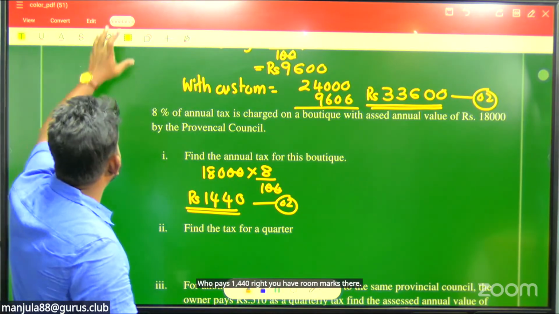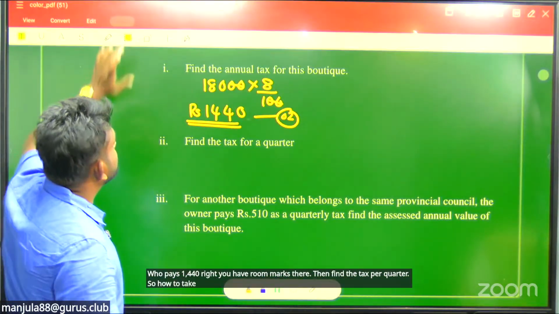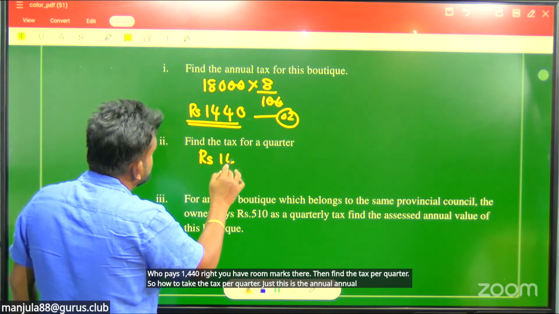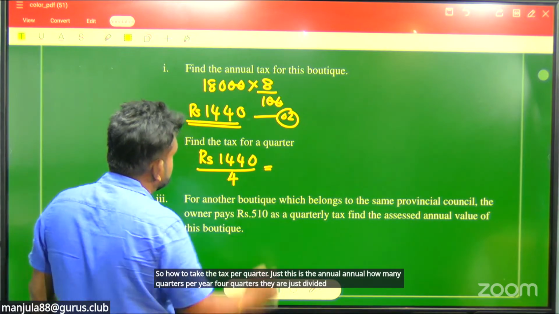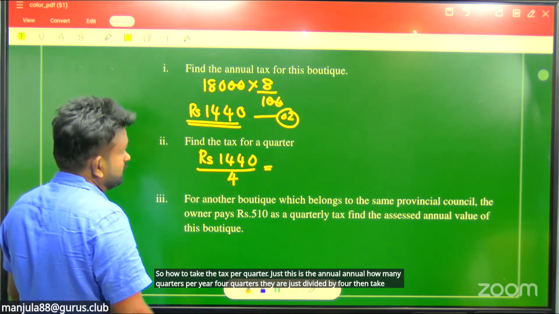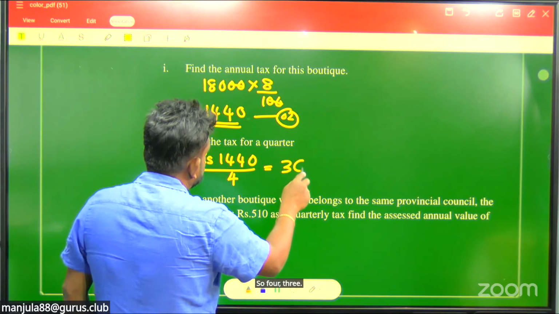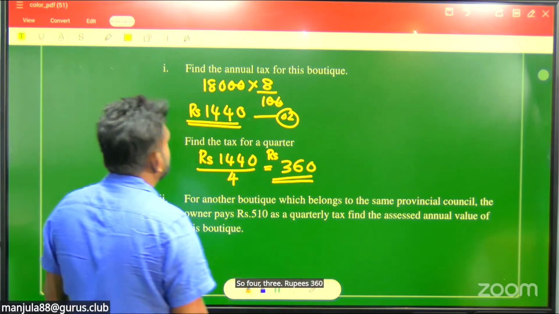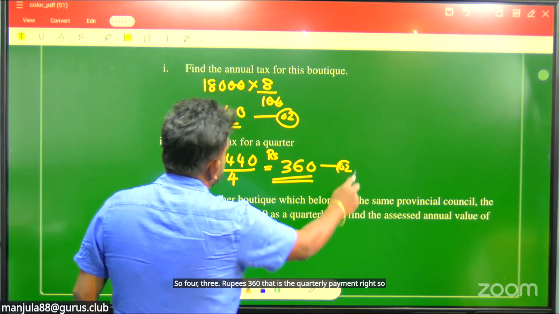Then find the tax per quarter. So how to take the tax per quarter? This is the annual, how many quarters per year? 4 quarters. Just divide by 4, then take the quarterly payment. So 4 into 1,440 gives rupees 360, that is the quarterly payment. So you have 2 marks there.